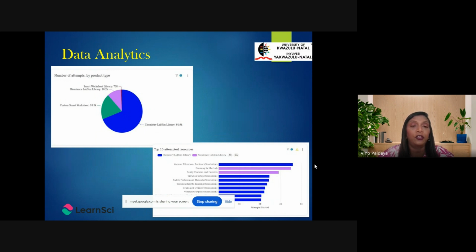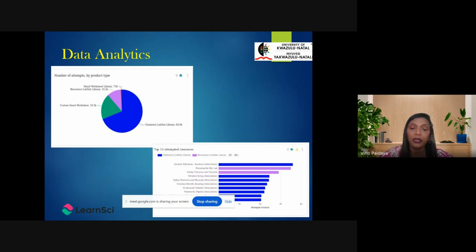And then we can see the use of the smart worksheets. With the smart worksheets, we have greater than 90% of students attempting them because there's a mark associated with them. Then we do have the custom smart worksheets as well, and we can see that students are engaging with these, and then the bioscience labs as well.